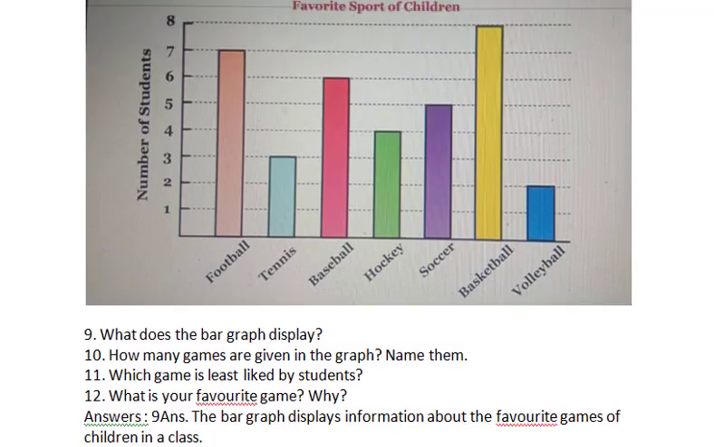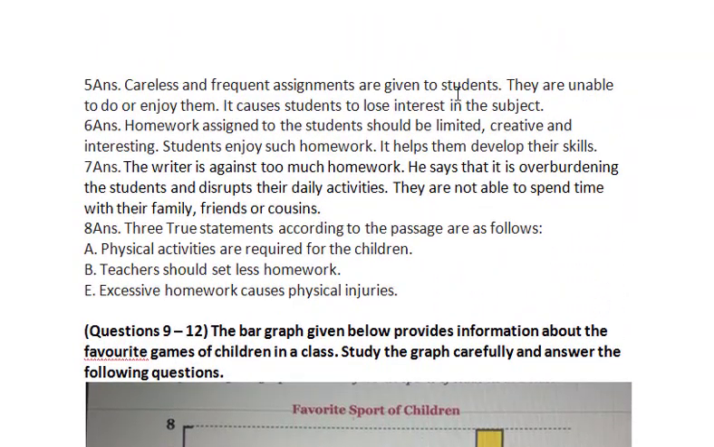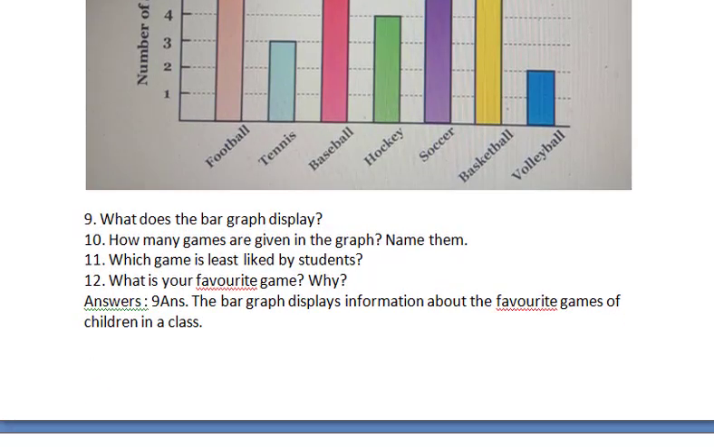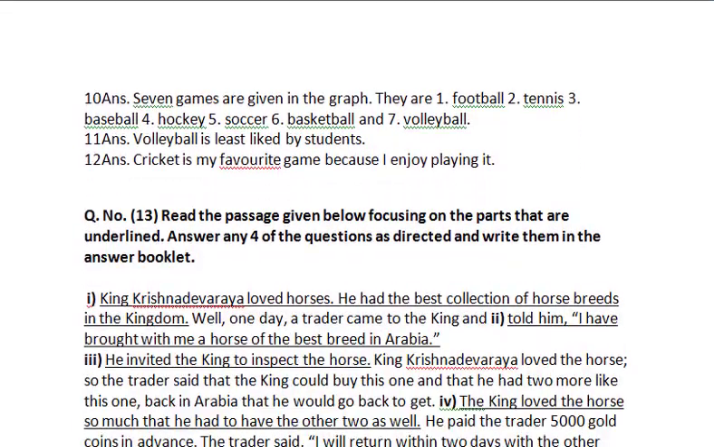And here, coming to the previous one, each question carries 3 marks here. First bit 4 3s are 12, second bit 4 3s are 12, and this one 4 2s are 8. So this is all about reading comprehension.